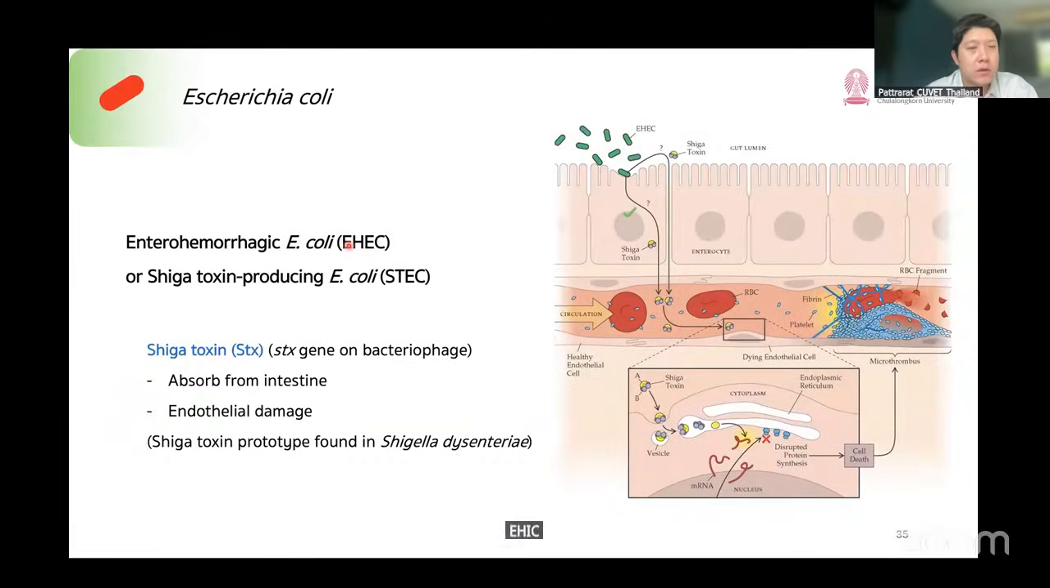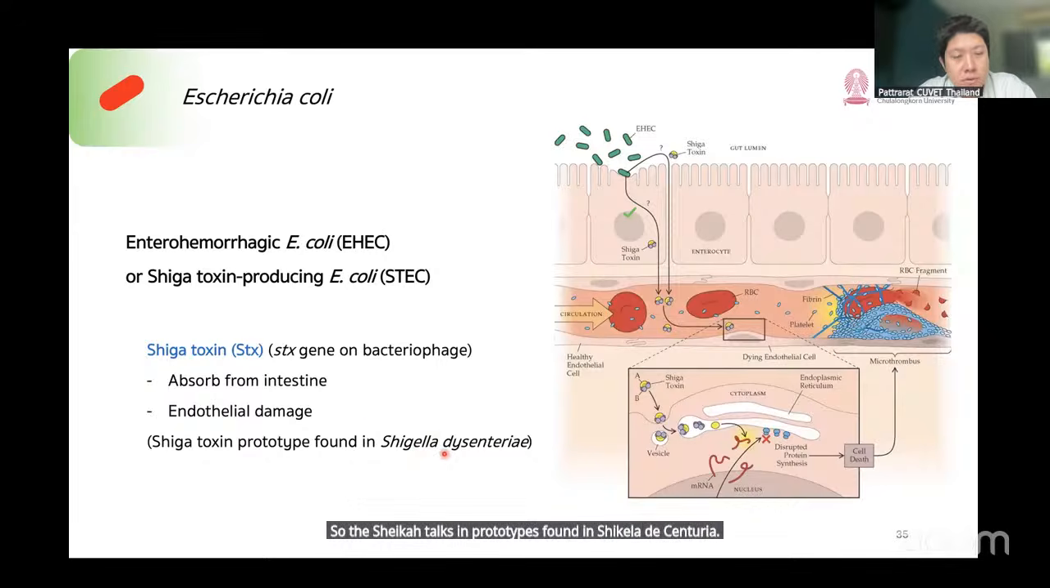EHEC, or enterohemorrhagic E. coli. EHEC produces Shiga toxin. The Shiga toxin prototype is found in Shigella dysenteriae. The synonym of EHEC is Shiga toxin-producing E. coli, or STEC.